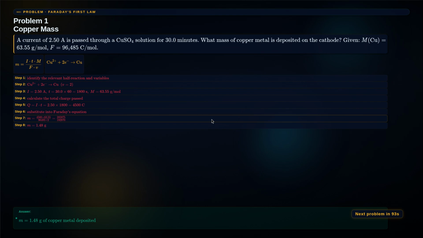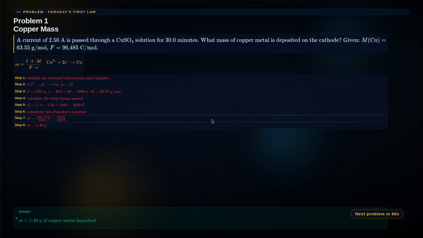Step 1. Identify the half reaction. Cu2+ plus 2 electrons yields copper metal, so the number of electrons is 2. The current is 2.50 amperes. Time is 30 minutes times 60 seconds per minute equals 1800 seconds. Step 2. Calculate the total charge passed. Q equals I times t, equals 2.50 times 1800 equals 4500 coulombs.